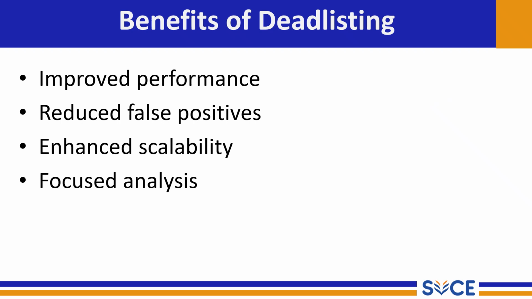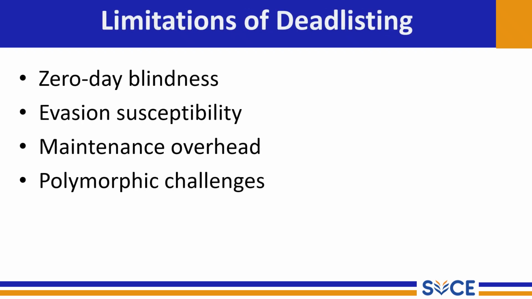And next, what are the limitations of dead listing? The first limitation, 0-day blindness. And next we have some evasion susceptibility. And third, maintenance overhead. And fourth, we have polymorphic challenges.